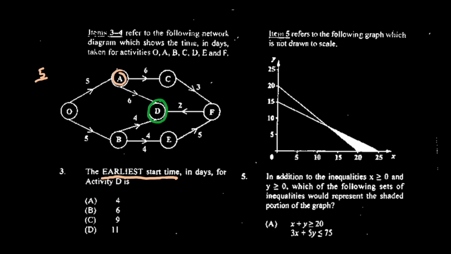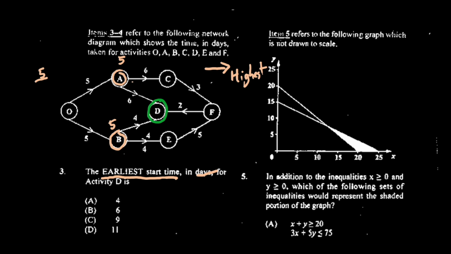So starting with A, remember the earliest time A could start is at 5. So it takes 5 days before we can actually start A. And for B, there are 5 days as well before we could start B. Now this is a critical part. Whenever we're moving right, we always look for the highest number when we add them together.